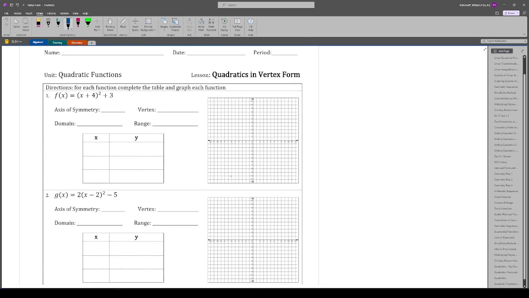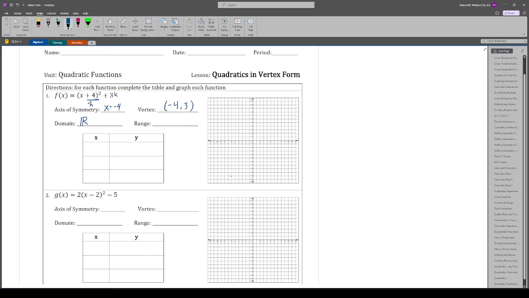So our axis of symmetry is at the opposite of that, so x equals -4. Our vertex is at -4, 3, because this is -h and this is k. Our domain is always all real numbers unless there's some kind of restriction given that says it's not. But unrestricted without a word problem or a story or an explicit domain restriction, our domain is always all real numbers. Our range, this opens up.